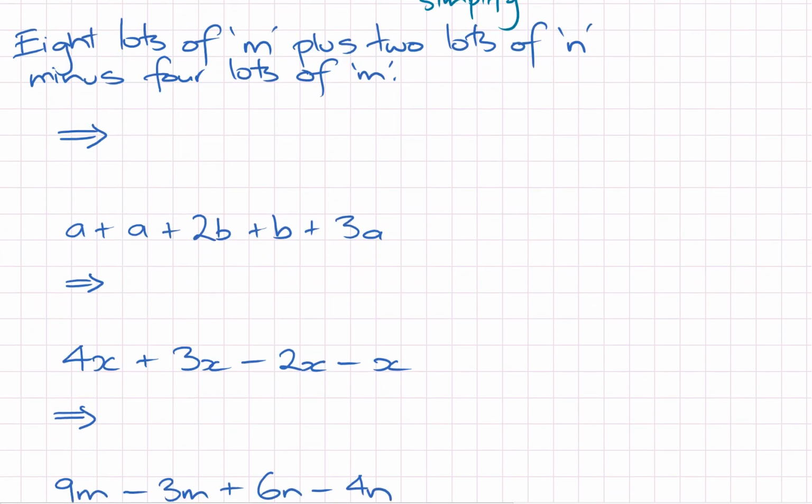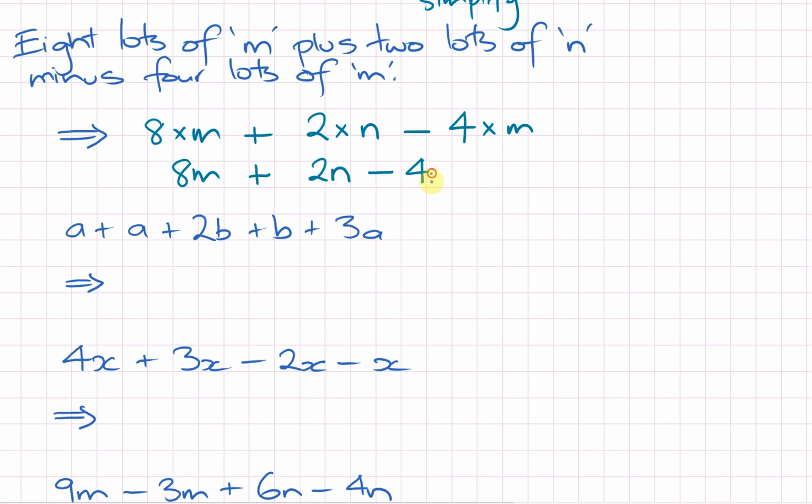We've got 8 lots of m. Okay, 8 lots of m plus 2 lots of n, so 2 times n, minus 4 lots of m, so 4 times m. So simplifying, 8 times m gives us 8m, plus 2 times n gives us 2n, minus 4 times m, which is 4m.